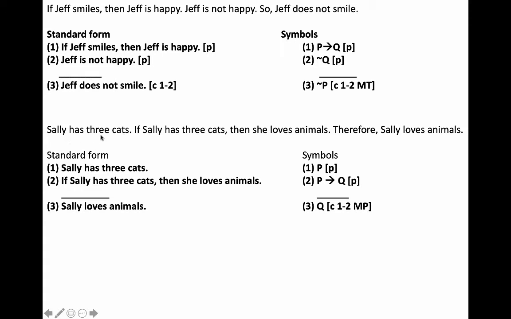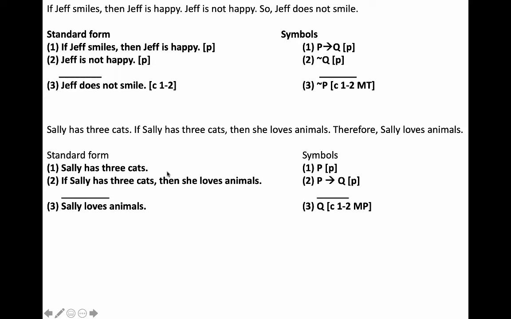Next one, Sally has 3 cats. If Sally has 3 cats, then she loves animals, therefore Sally loves animals. The standard form is just premise 1 is Sally has 3 cats, premise 2 is if she has 3 cats, then she loves animals. The conclusion is she loves animals. Notice I've left out the P and Q conclusion here. You should have that in there.